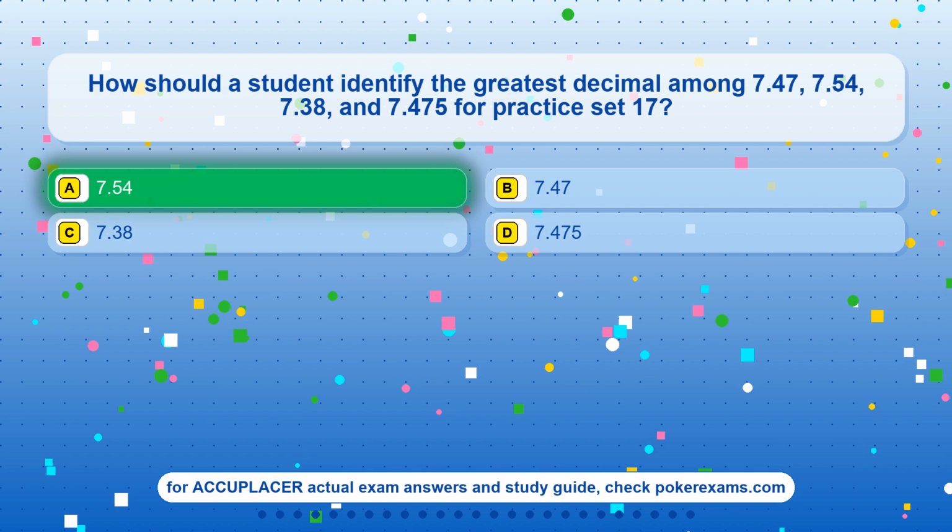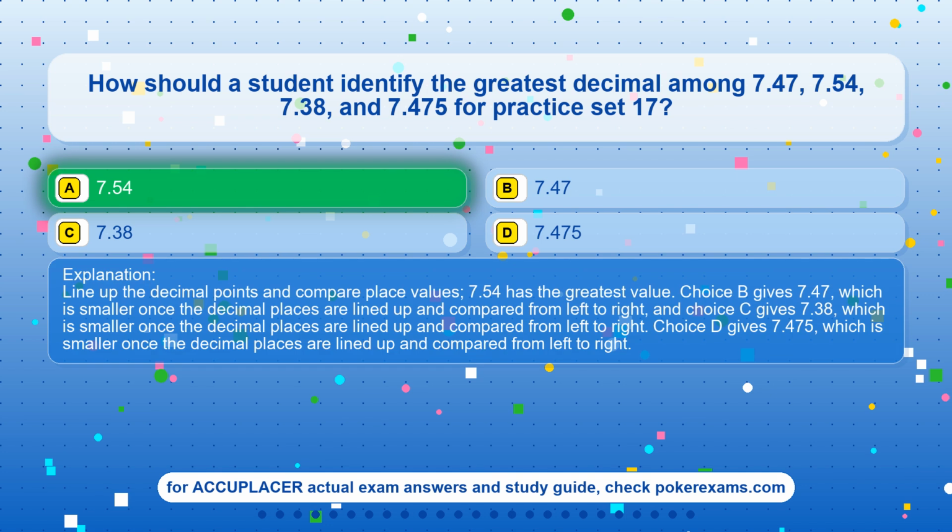The correct answer is option A, 7.54. Line up the decimal points and compare place values. 7.54 has the greatest value. Choices B, C, and D, which give 7.47, 7.38, and 7.475, are each smaller once the decimal places are lined up and compared from left to right.